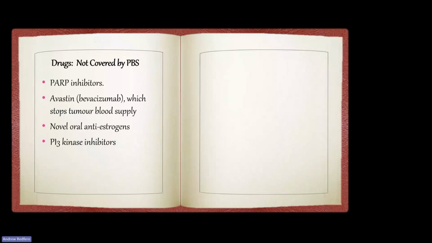PI3 kinase inhibitors are a drug we would quite like. This is one of those complex networks I showed you in the cell of signaling pathways, and there's one that's alongside estrogen. We've found that if that gets jammed on, called a PI3 kinase mutation, then using a drug that blocks it can be quite useful. We do have trials ongoing in Australia.